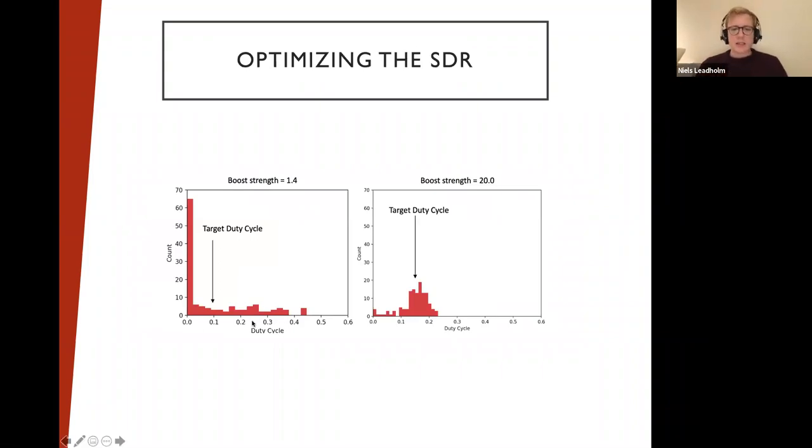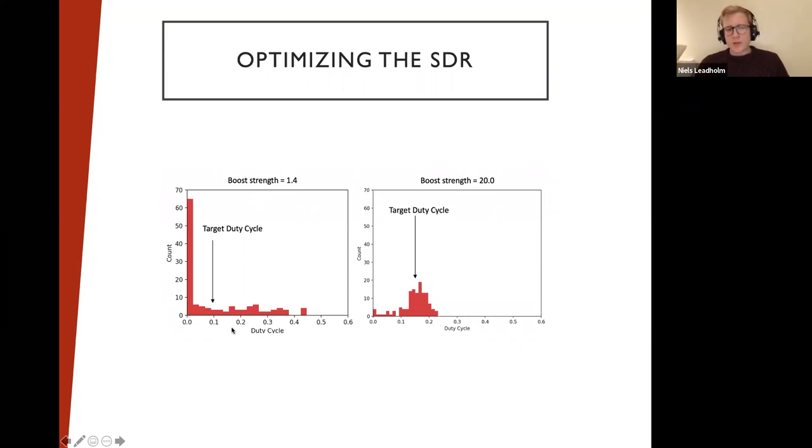So what I'm showing here is, the duty cycle is essentially the proportion of time that a cell is a winner in the k-winner-take-all algorithm. And so a target duty cycle can be set. This is the desired duty cycle for each cell. And cells can be pushed towards this duty cycle using the boost strength, which biases cells to either surpass the threshold for K winner or to fall below it.